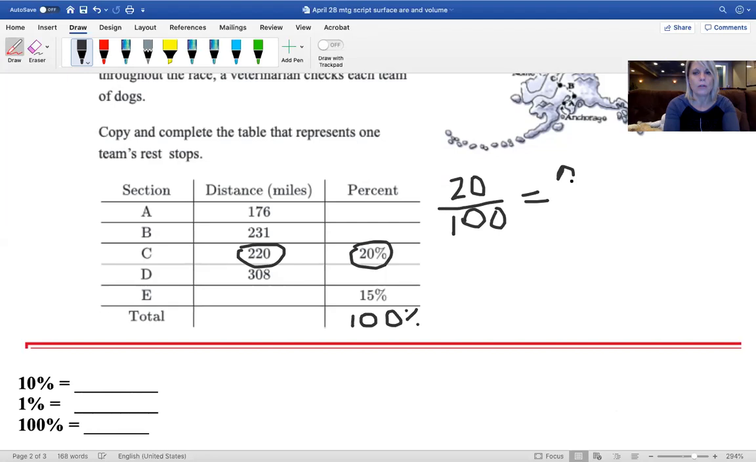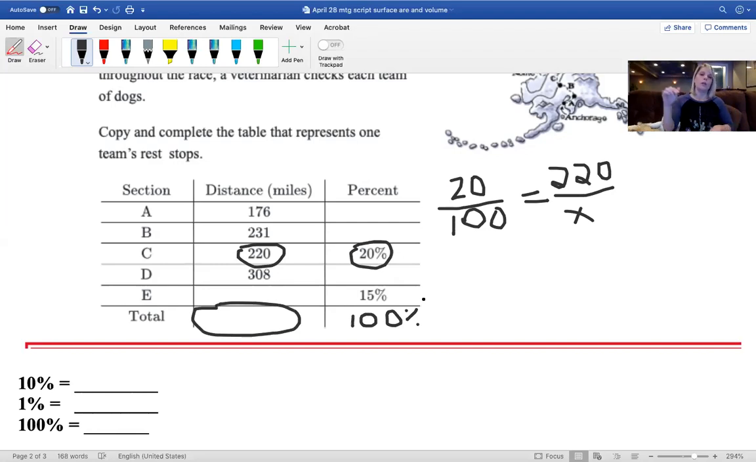Now 220 is only part of the whole. So I'm going to do 220 over something, which I'll make my x. Oh, my writing is getting messy. So we're trying to find this total here. We need this total to be able to solve the rest of this problem. This is like a puzzle. You have to do certain pieces of the puzzle to be able to solve it.